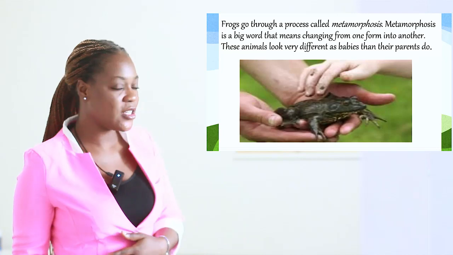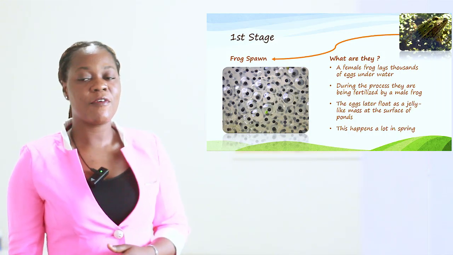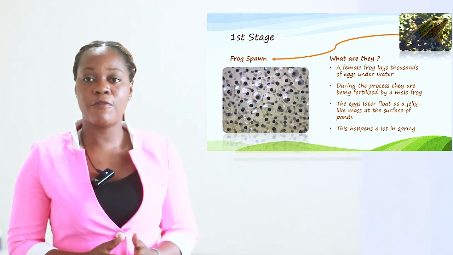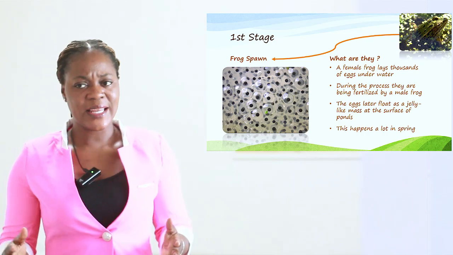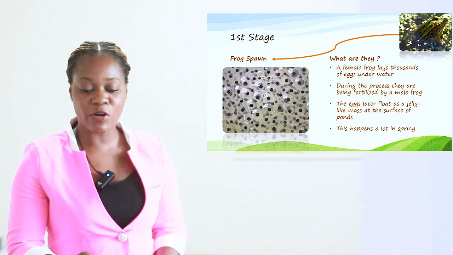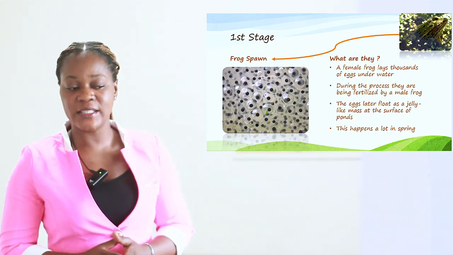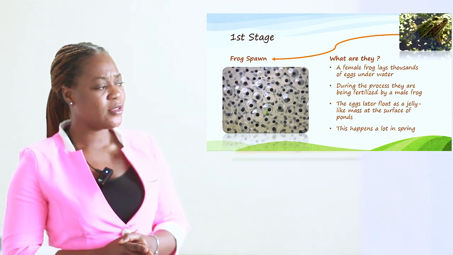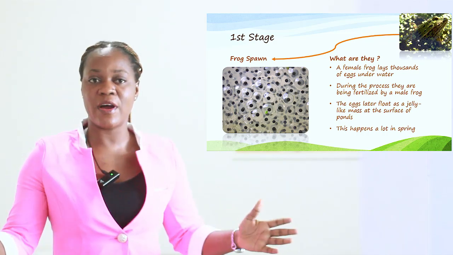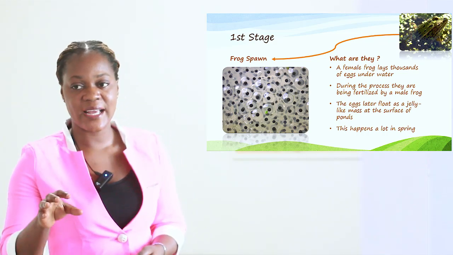So the first stage of a frog is the egg. The first stage of a frog is what? Egg. And it's called frog spawn. The female frogs lay thousands of eggs under the water. Have you seen the water before? Not your tap water. I'm talking about a stream or river. They are where the frogs stay and lay their eggs.